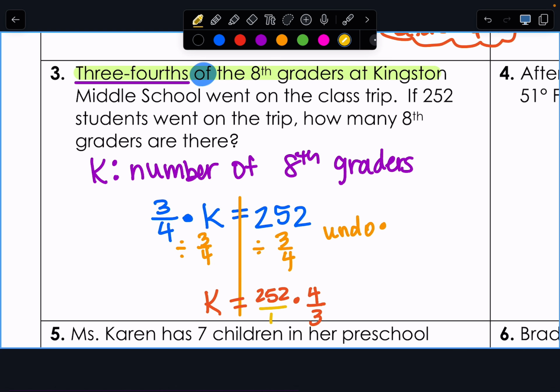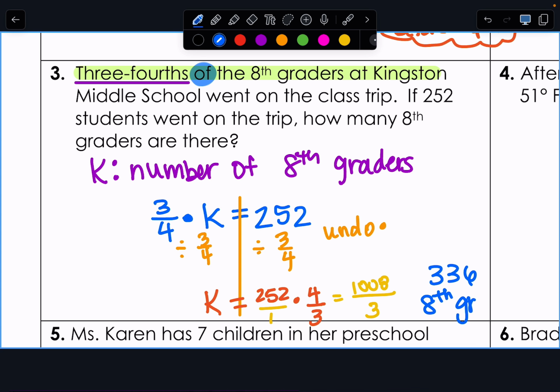All right. I need to take 252 over 1 and multiply by the reciprocal, 4/3. So what's 252 times 4? 1,008. And what about 1 times 3? So what do we get when we take 1,008 divided by 3? 336. 336? Okay. You're real quick with that.